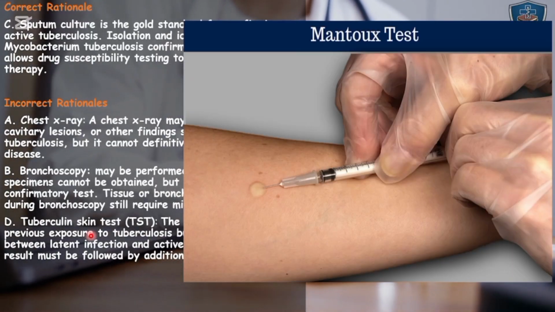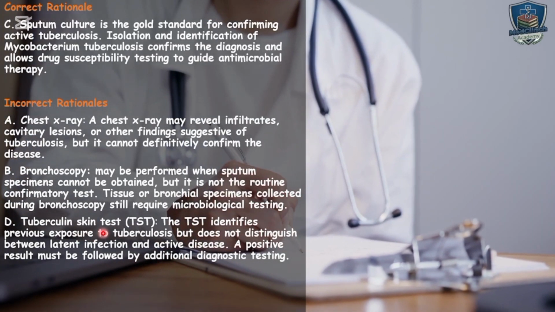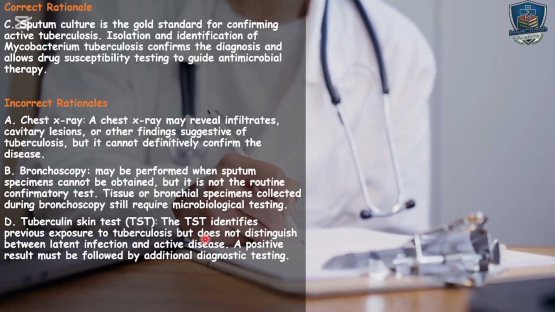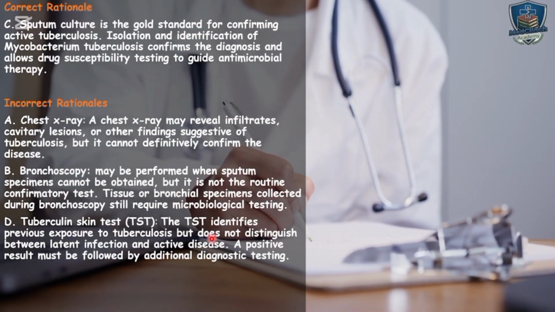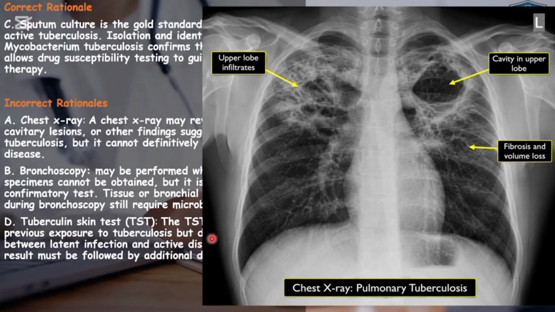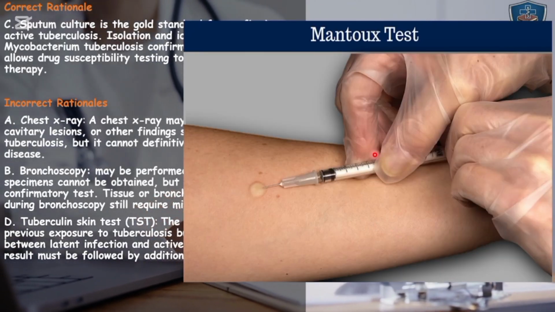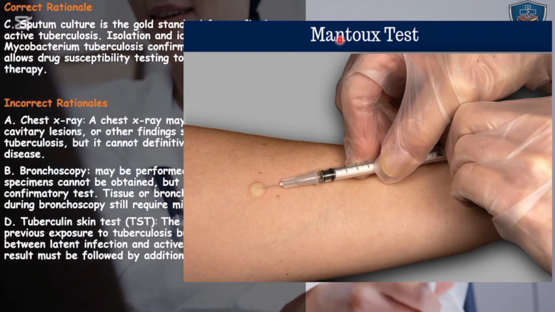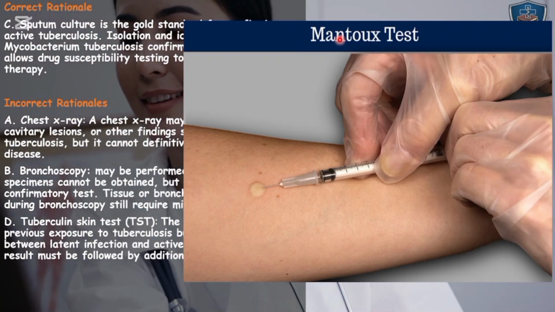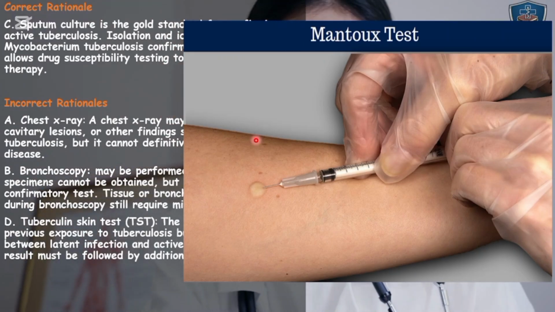This one is very good, but it just tends to show us that there was a previous exposure to tuberculosis, but does not distinguish between latent and active disease. So this one just shows that there was an exposure to tuberculosis. I can show how it's being done, but it's also called the Mantoux test because it was invented by Charles Mantoux, a French scientist. So this is how it's being done.